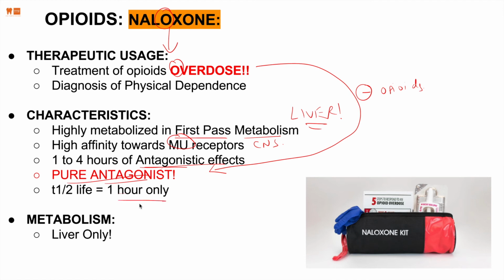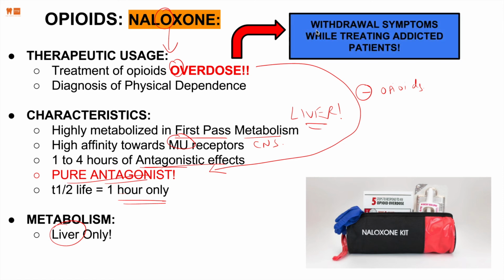And the half-life is 1 hour only. Metabolized in the liver. This is the naloxone kit that is offered by the government and private institutions to treat the overdose in the hospitals. Therefore, we will see withdrawal symptoms while treating addicted and overdosed patients.